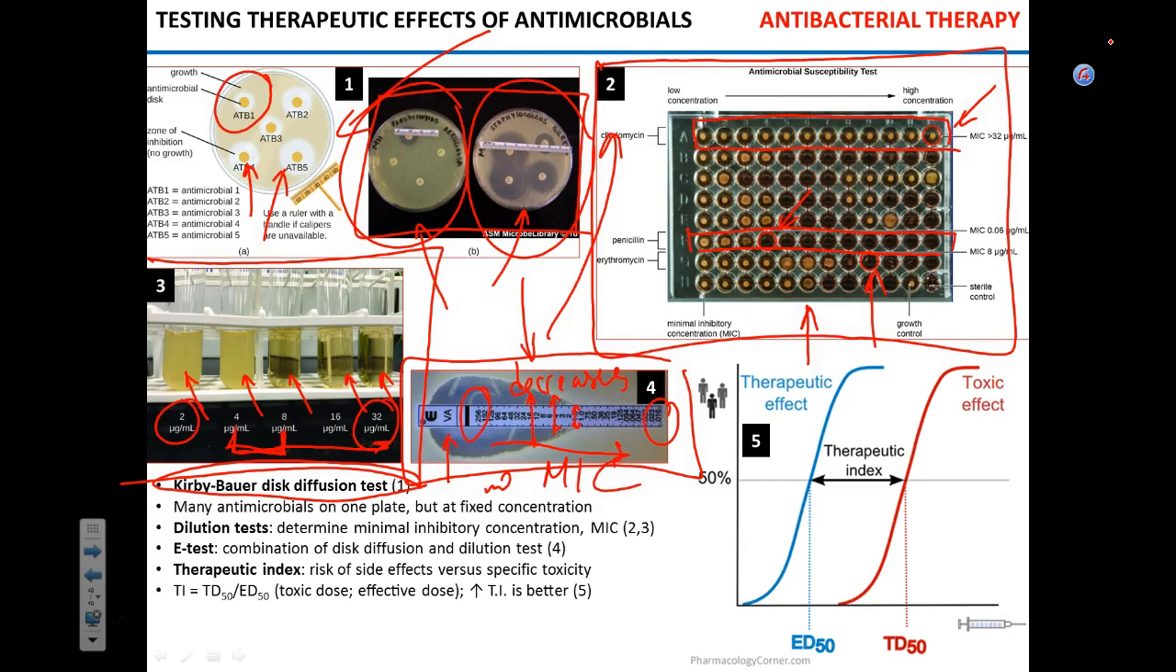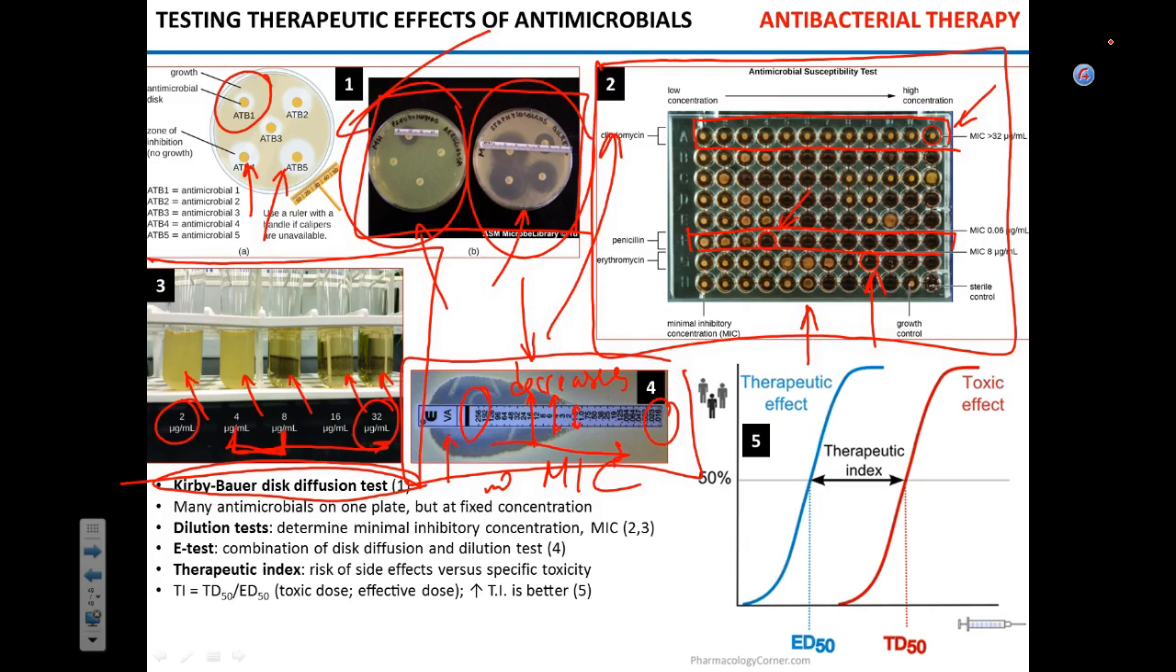Now, do you understand what these methods are? So the questions will be either match the method and the description, and you also have to know which method allows you to determine minimal inhibitory concentration. Basically, all dilution methods allow you to do that. Kirby-Bauer disc diffusion doesn't. Okay.